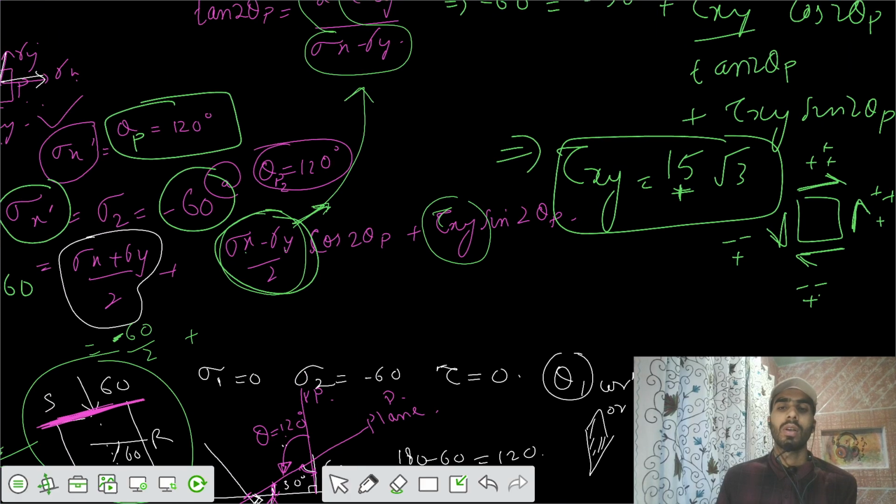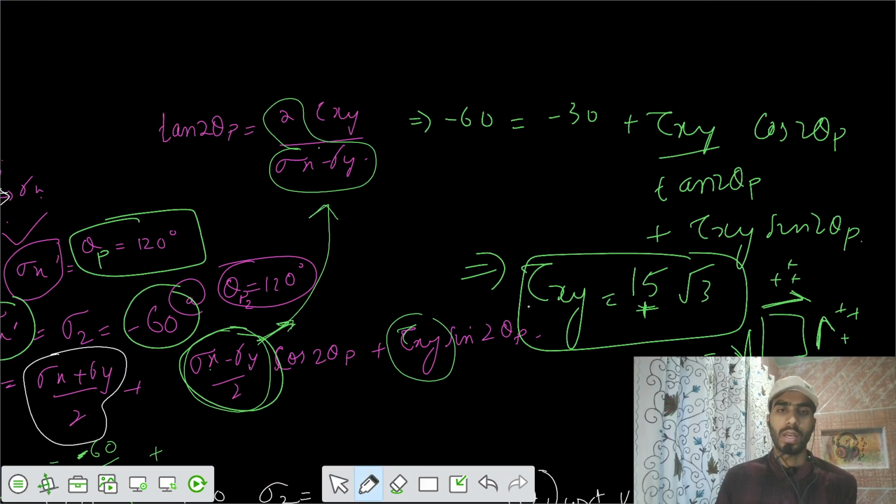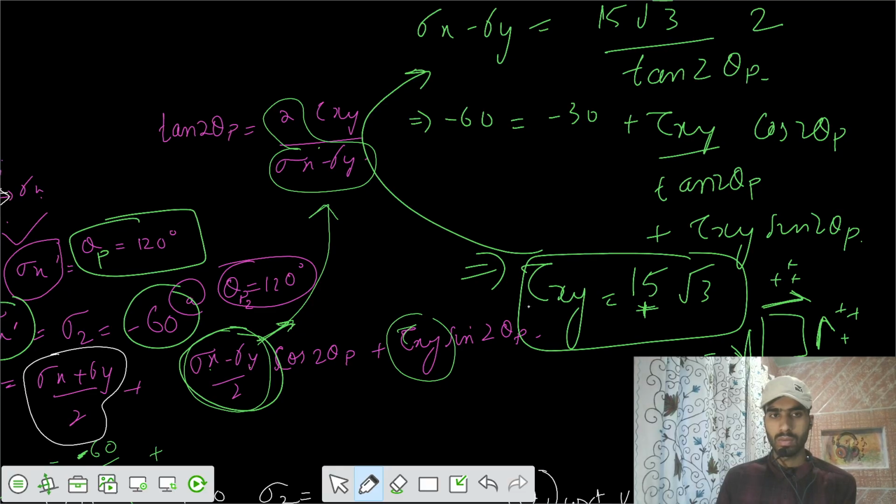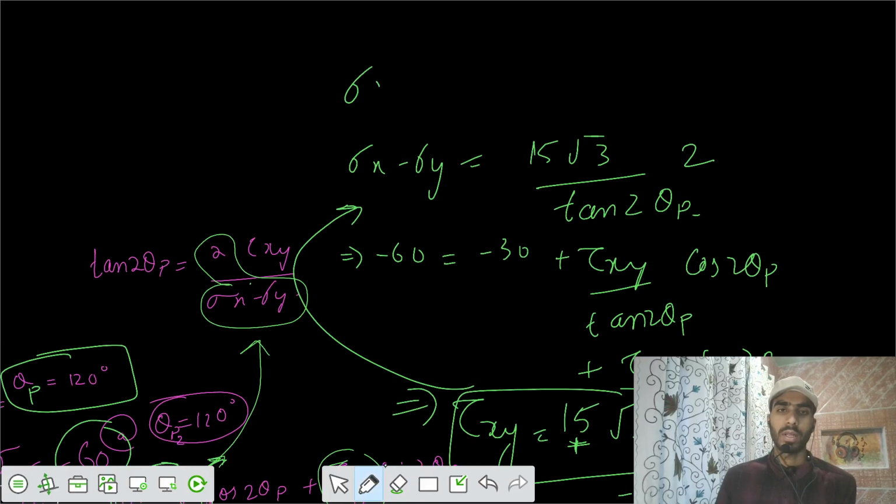And if you substitute that into this equation, you can get sigma x minus sigma y equals some value. So you have this value, 15 root 3, and we have this 2 also, divided by tan 2 theta p. And you can get the value of sigma x minus sigma y.